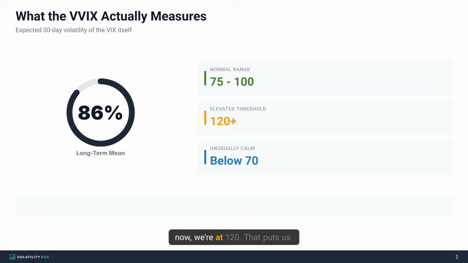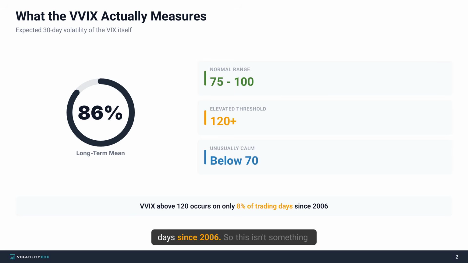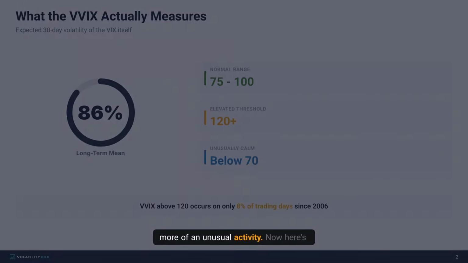Right now, we're at 120. That puts us right at the threshold where historically the market expects large, rapid moves in the VIX over the next 30 days. I want to say that one more time. That's in the VIX, not in the S&P 500. The VVIX has only been above 120 on about 8% of trading days since 2006. So this isn't something that happens often. It's a little bit more of an unusual activity.